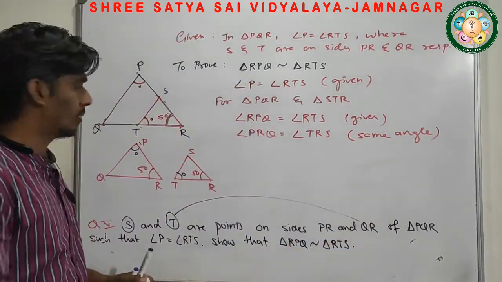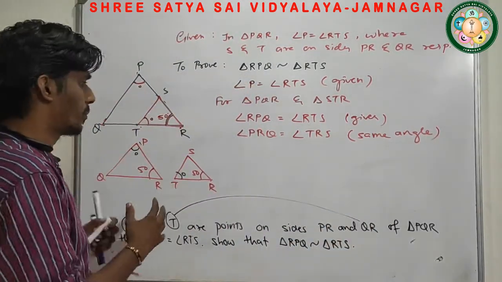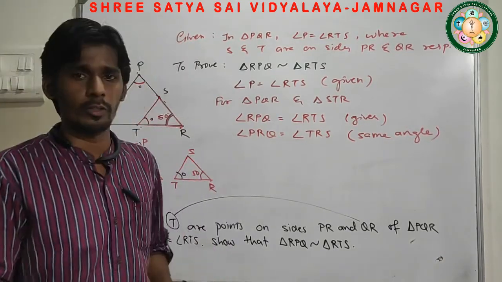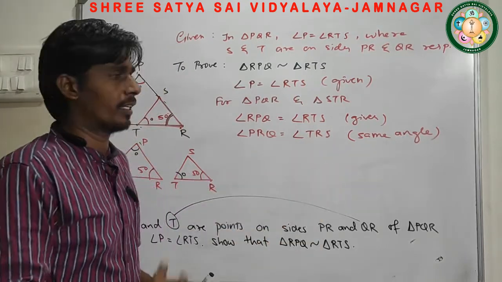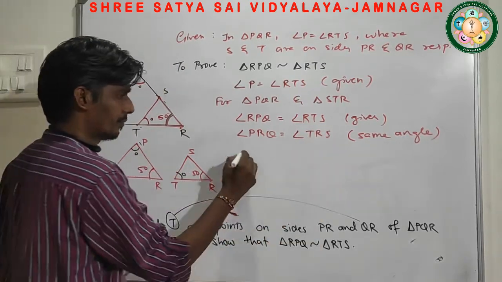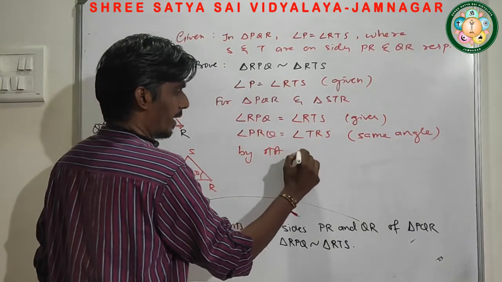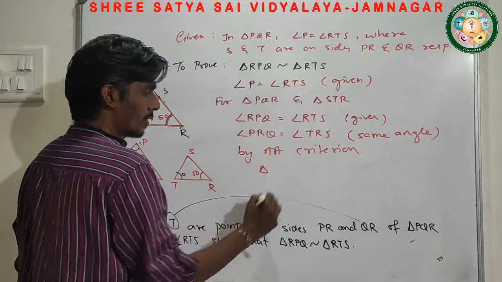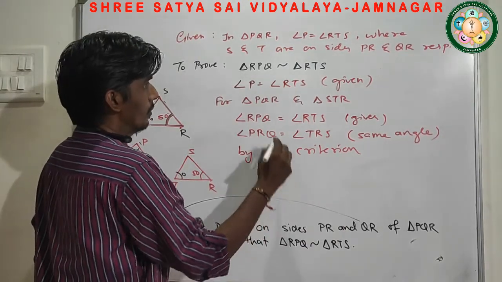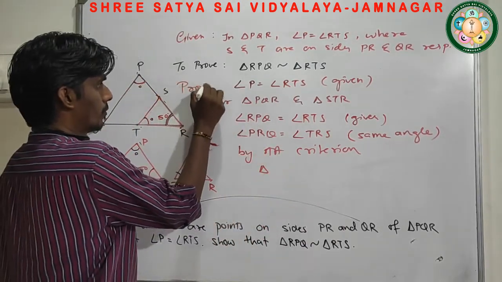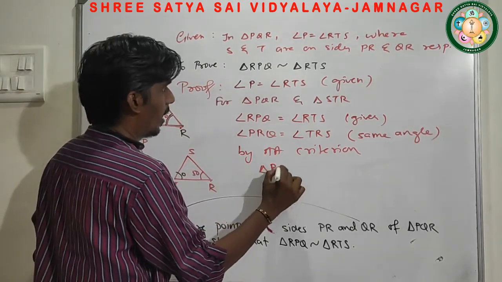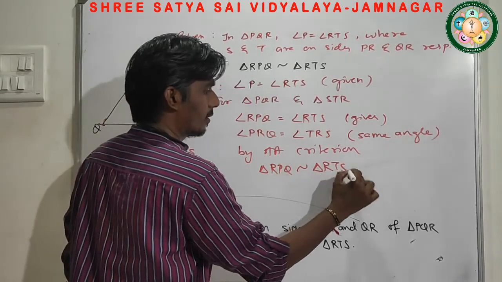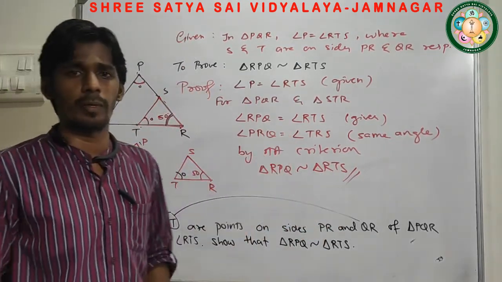This is the only important thing. So whenever you observe the triangle, just try to observe it carefully. You get the reasons, which reasons we are going to use and why we are going to use. So I am getting two angles equal. Then again by angle criteria, we can write triangle RPQ is similar to triangle RTS. So this is the way we can prove question number 5.